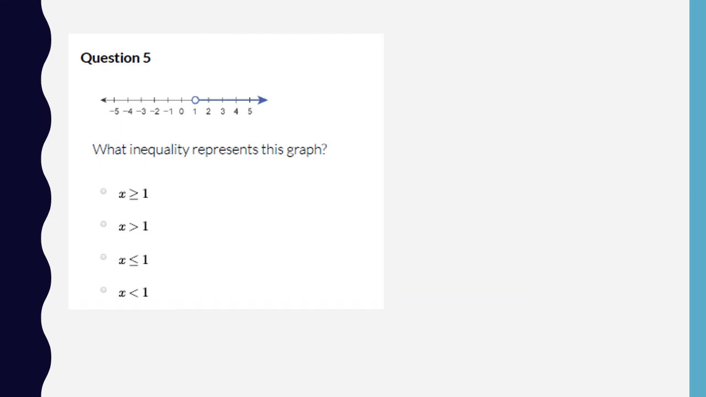Okay, on this one, I see my number is 1. So I've got a 1 here. And the x's are greater than 1. And is 1 included? Well, I'll look at the hole here. And it is an open circle, which means 1 is not included. So it's just x is greater than 1.